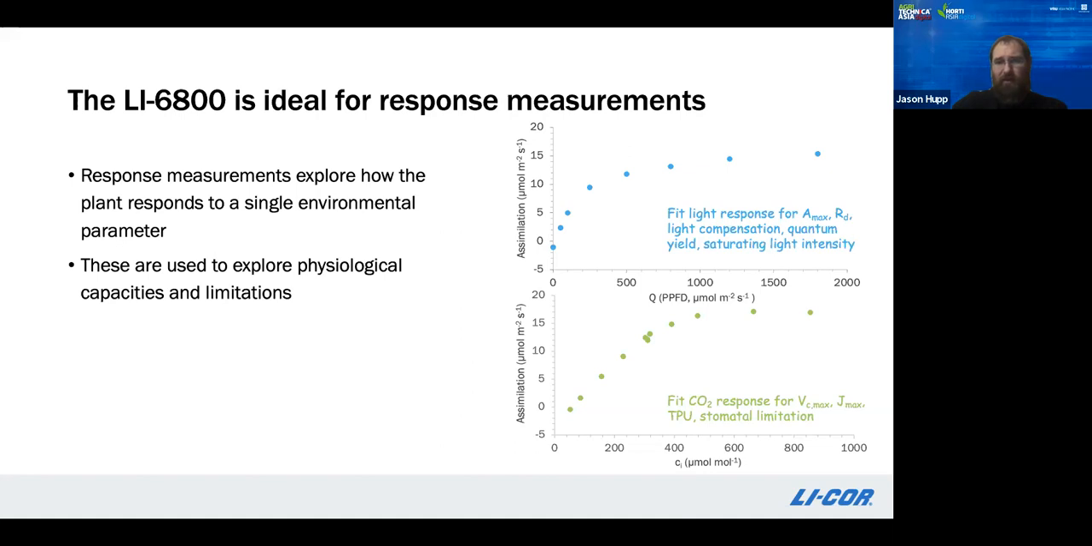If we take it out far enough, we can make an estimate of triose phosphate utilization. We can fit a demand function to this that gives us a parameter called stomatal limitation. And stomatal limitation gives us information about how much more photochemistry the leaf could do if it didn't have the stomata separating the inside of the leaf from the atmosphere. And so we use these response measurements to explore physiological capacities and understand physiological limitations.